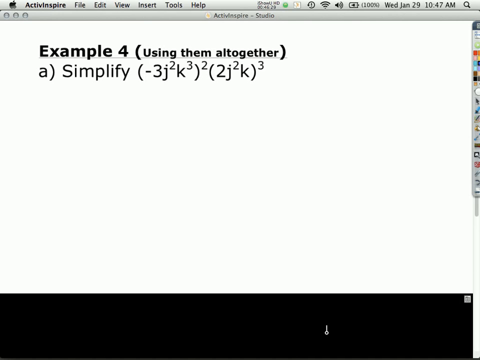So, first of all, we have a complex expression here. First thing you need to make sure of is, is everything being multiplied? Yes, we have multiplication here, and then we have a power out here and a power out here. That's important because if there's addition or subtraction in there, that's totally different.